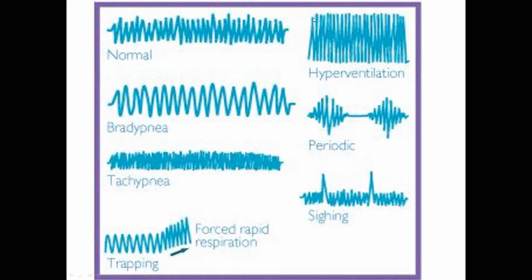Also, increased amplitude may be observed. This is known as hyperventilation. Usually it is due to metabolic acidosis.